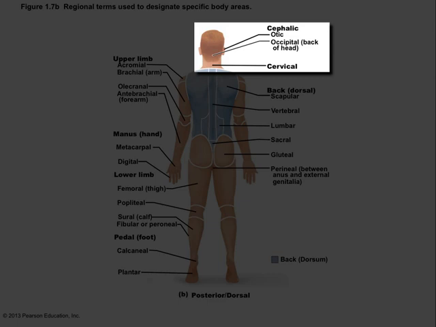Coming back up to the top, let's walk our way down the right side of these labels. The head is still the cephalic. The otic region refers to anything to do with the ear. The occipital is the back of the head. Cervical is still the neck.